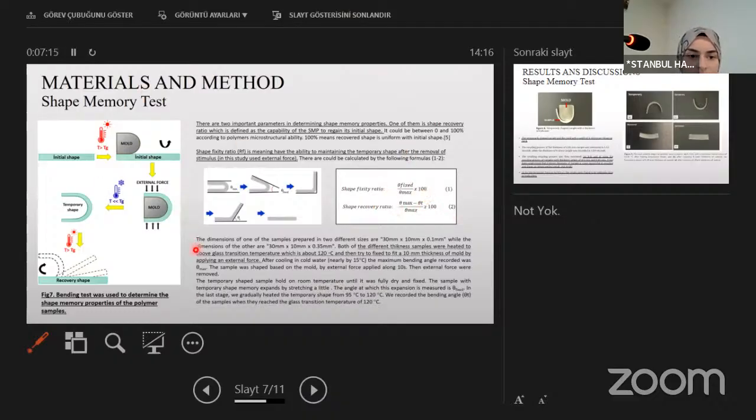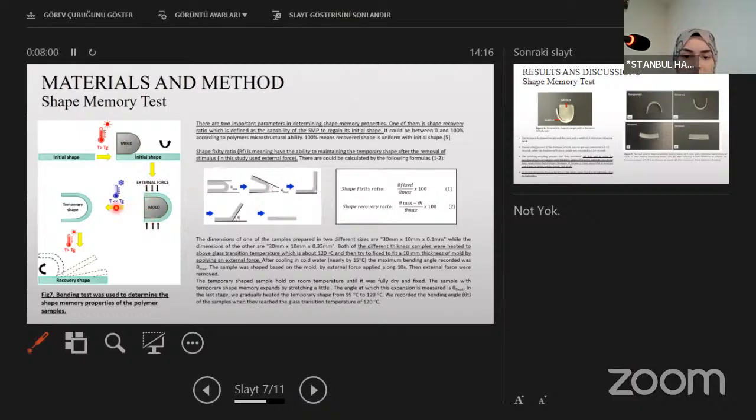Then I'll say something about the bending test. In the bending test, we used samples of different sizes: one is 30 millimeters, 10 millimeters, and 0.1 millimeter, and the other is 30 millimeters, 10 millimeters, and 0.35 millimeter. Both samples of different thickness were heated above the glass transition temperature, to nearly 120 degrees Celsius, as you can see here. Then we fit them to a 10 millimeter mold by applying an external force.